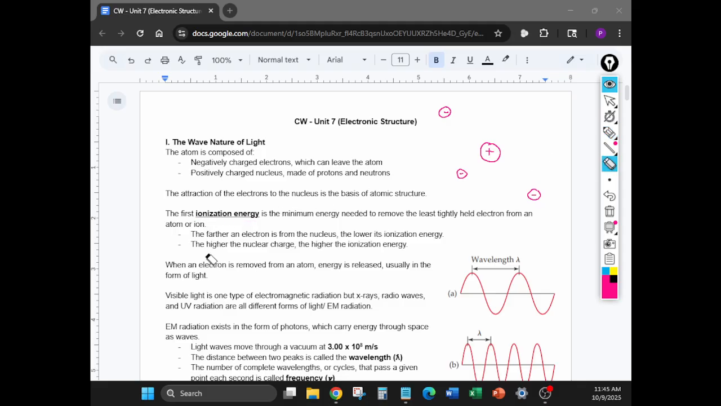We're going to talk a lot more about this in a bit. Just make sure you have that definition somewhere. Ionization energy is the energy needed to remove an electron from the atom.